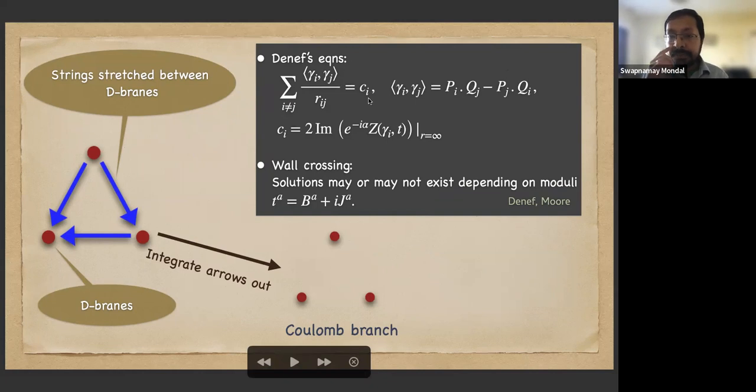They are defined in terms of the central charge corresponding to those individual black holes. So the input really here is, there are two inputs. One is the charge, you see the gamma I here. And the second input is the T, which is the moduli fields.